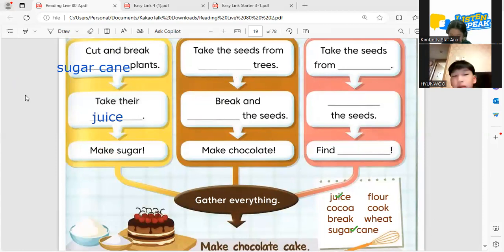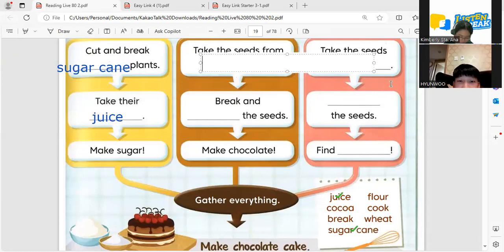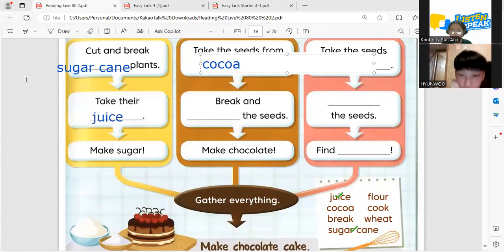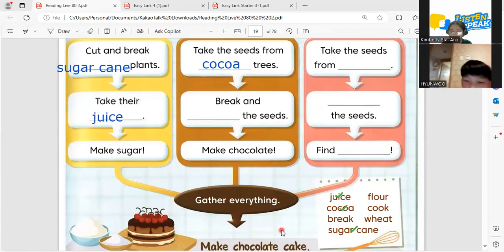How about chocolate? How do we make chocolate? Take the seed from cocoa trees. Cocoa trees. Very good. Now let's have the next one. Break the seeds. What do you do with the seeds? You break and then cook. Very good. You cook it so you can make chocolate.